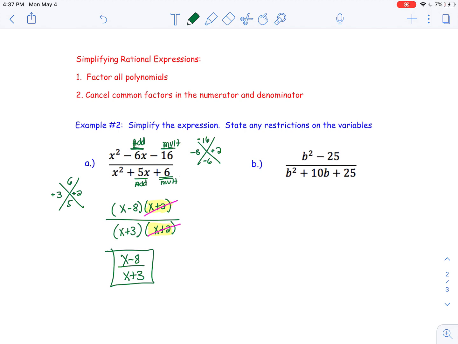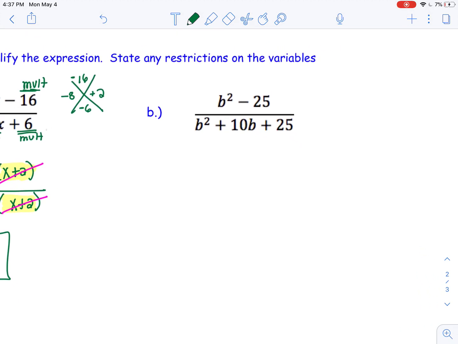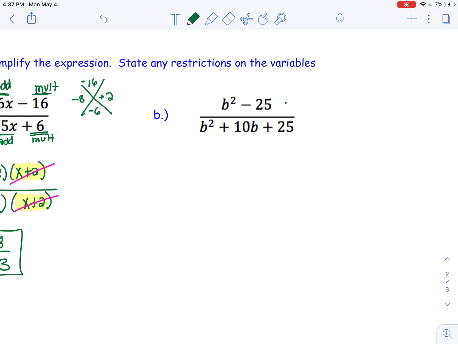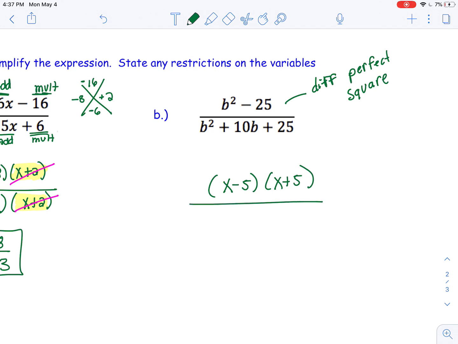On the last example for 2, I'm doing the same thing, it's just seeing a different kind of factoring. If you can recall from our factoring chapter, this is difference of perfect squares. So I can factor this. When we have difference of perfect squares, both terms have to be perfect squares, and I need to have subtraction in the middle. So this is going to be x minus 5, x plus 5. Those are the easiest to factor.